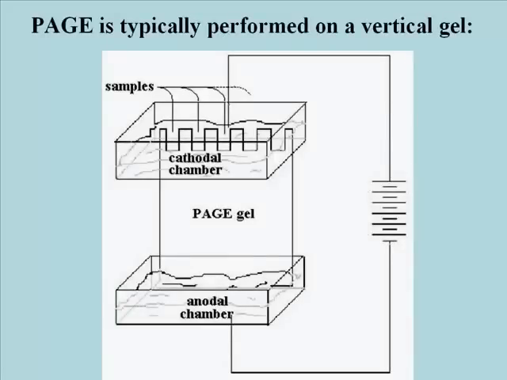SDS-PAGE is typically run in a vertical gel apparatus like the one sketched here. Samples are applied at the top of the gel in sample wells, and when the power is turned on, the migration is in fact downward. But it is still set up to be towards the anodal chamber, towards the positive chamber. So negatively charged molecules are going to be moving down in this gel.